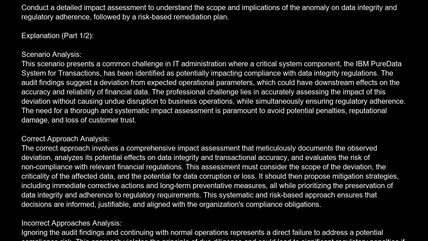The correct answer is D. Conduct a detailed impact assessment to understand the scope and implications of the anomaly on data integrity and regulatory adherence, followed by a risk-based remediation plan.